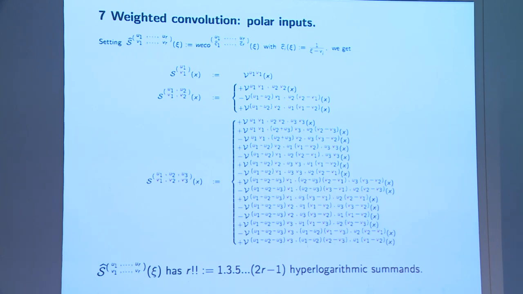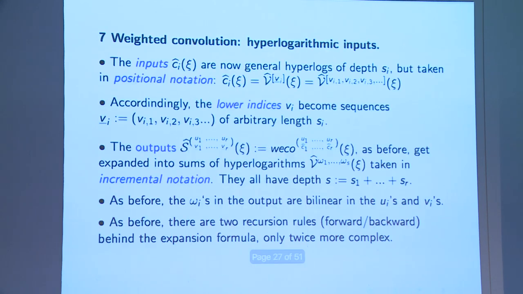But this is not enough. Our inputs are not simple poles. Of course, this would be enough to deal with the case of meromorphic inputs, but we want to deal with all cases. So we want to have general hyperlogarithmic inputs. Now, there is again a formula for that. I didn't write it here, but it's in the notes, which I posted on my homepage and in various papers.